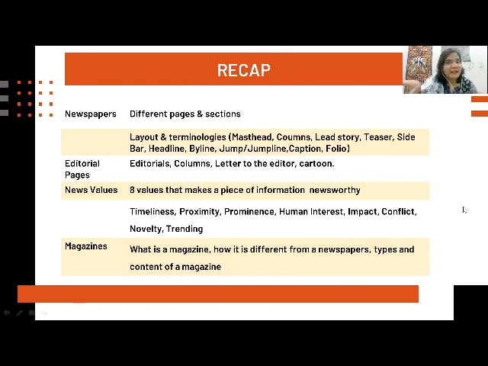Then we discussed news values, 8 values that make any piece of information newsworthy. So we discussed timeliness, proximity, prominence, human interest, impact, trending, conflict, novelty, all these news values in one of the videos. And the final section was magazines, the one that we have discussed in this video. In magazines, we have covered what really is a magazine, how it is different from that of a newspaper, what are the different types of magazine, and finally, what is the kind of content that you will find in a specific magazine. So these were pretty much the topics that we discussed in this module, which was about print media.